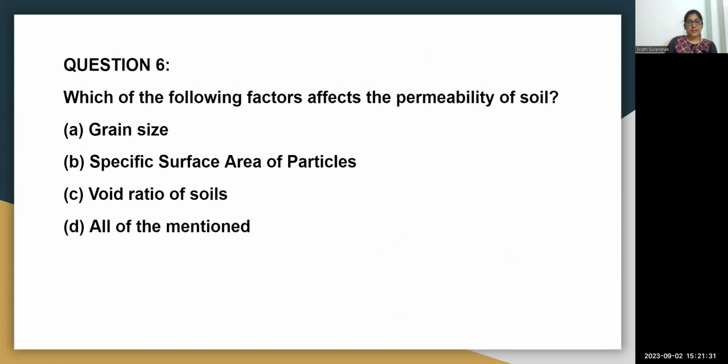Which of the following factors affects the permeability of soil? Out of the following options, which one affects the permeability of soil? Does grain size affect it? Does specific surface area of particles affect it? Does void ratio of the soil affect it, or does all of it affect the permeability of soil?